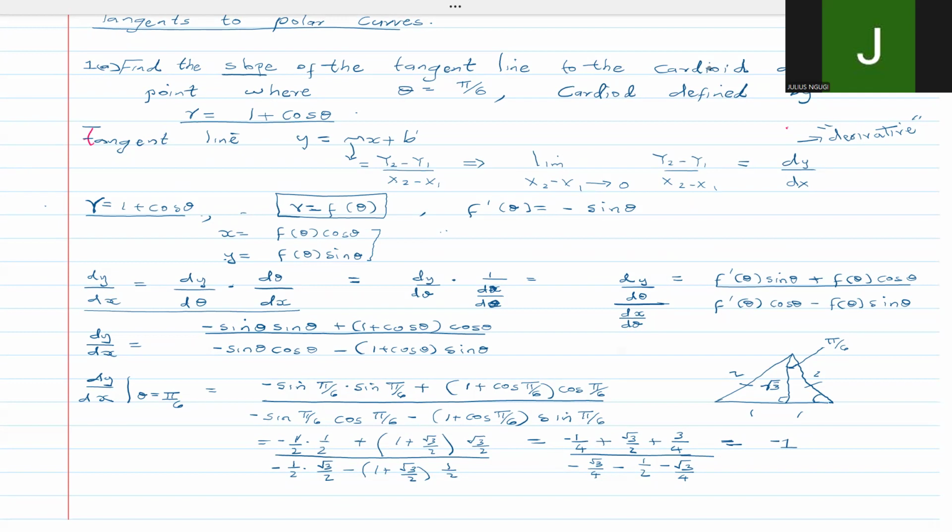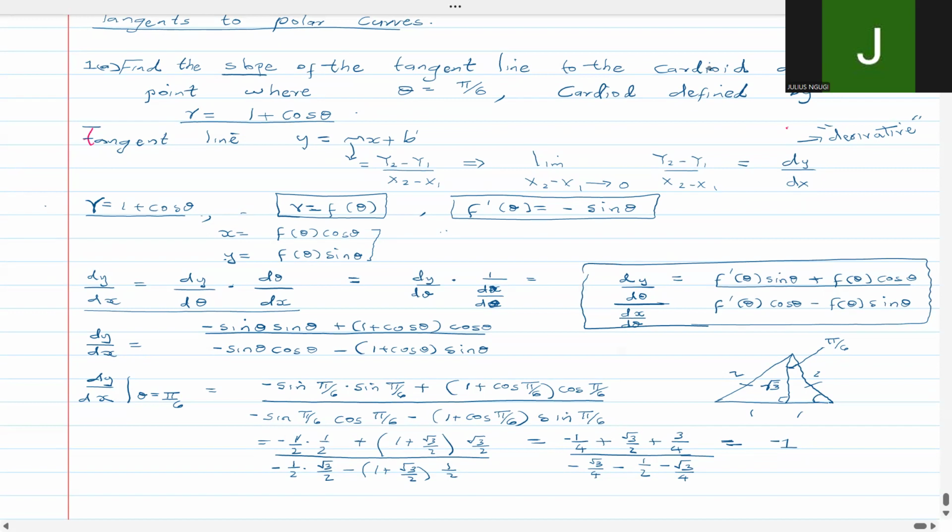So y, the function with respect to theta, is a product of two functions. So we have f of theta and sine of theta. To find its derivative, we need to use the product rule. That's the product rule we have used in the numerator. And in the same way, we apply the product rule to the denominator, and we get that answer. Then we substitute f prime of theta with minus sine of theta, the derivative of the cardioid, in this equation. So after substituting, we have all that.